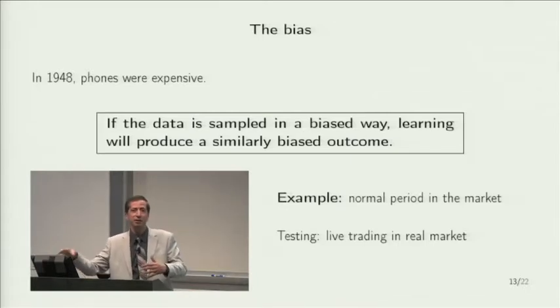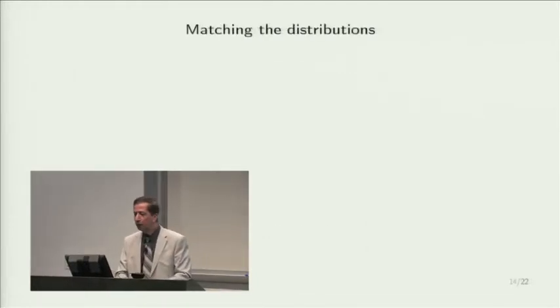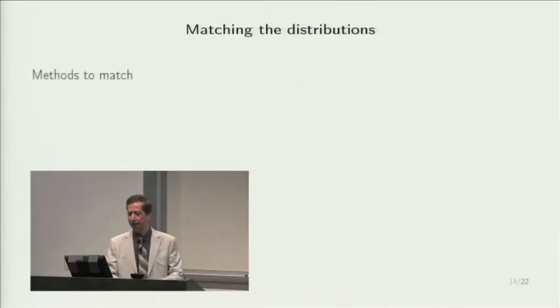And in this case, you didn't touch the market in certain conditions, and if it does happen, all bets are off. Okay. So one way to deal with the sampling bias is matching the distributions. It's a very interesting technique, and it's actually applied in practice. I'm going to mention that. So what is the idea?